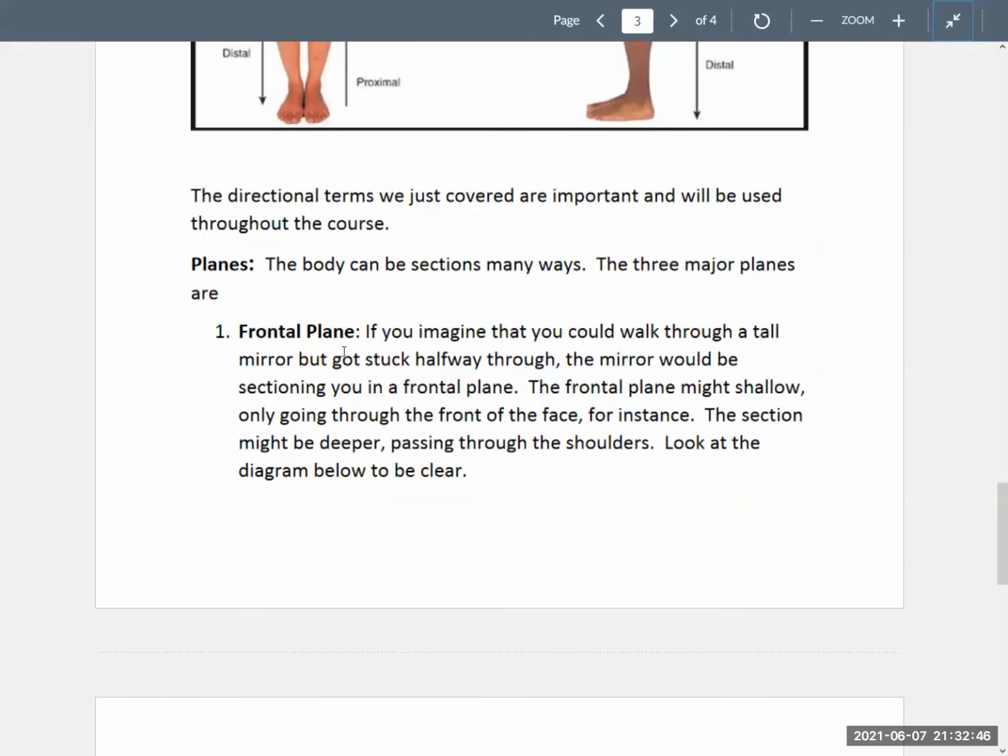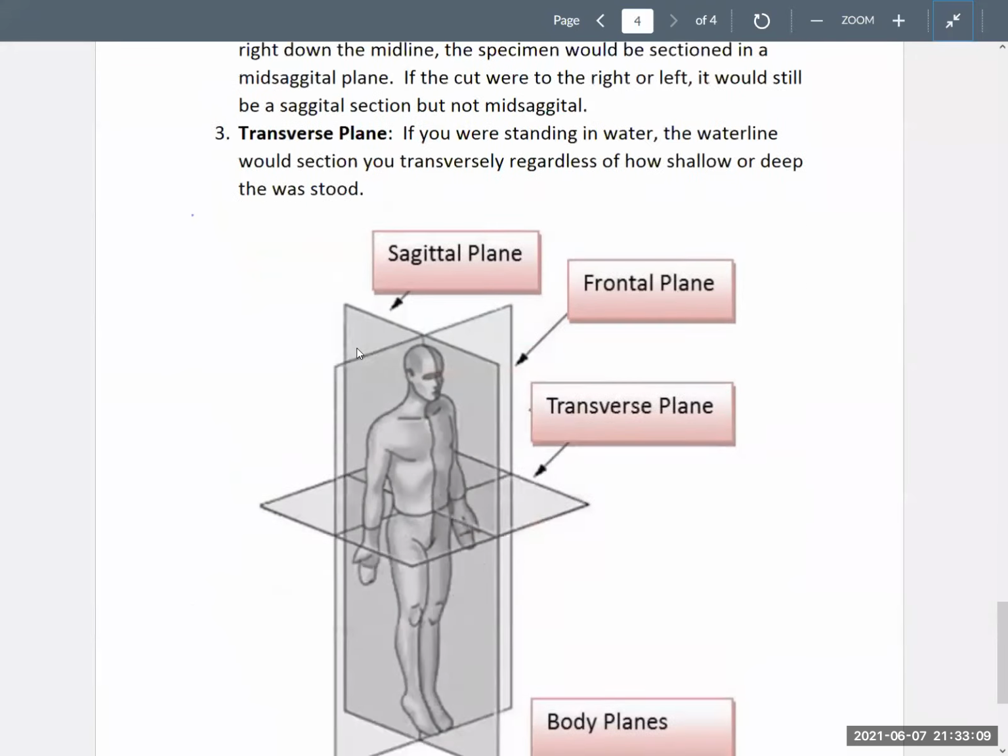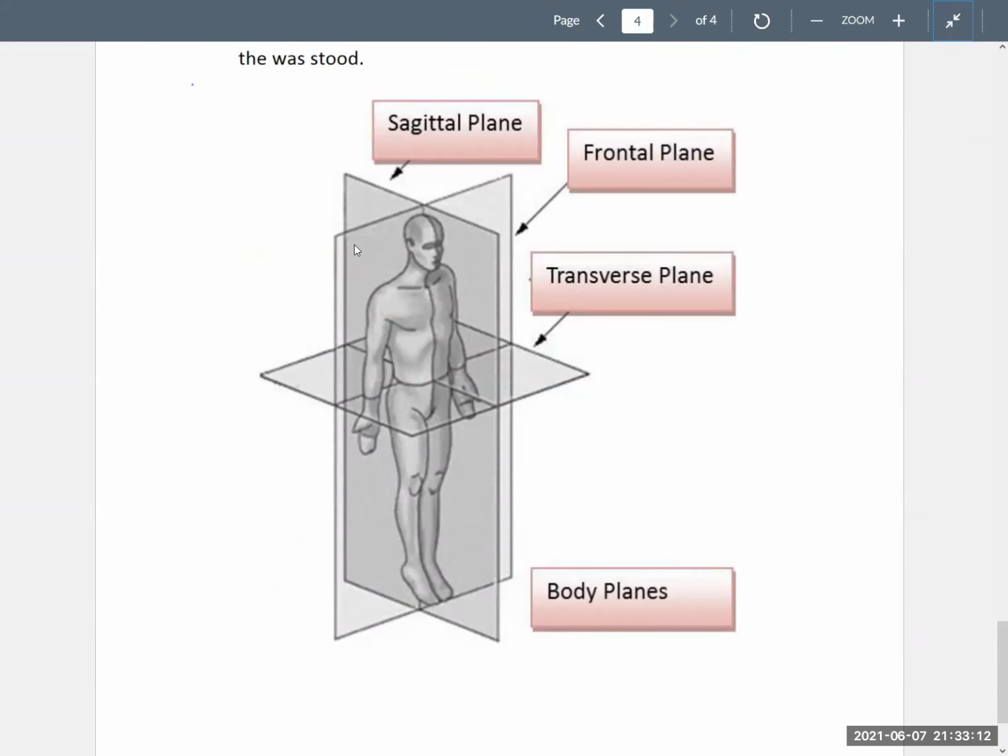Planes. If you were able to walk through a mirror, but you got stuck halfway through, I'm thinking of Alice in the Looking Glass, you'd be sectioned by the mirror in a frontal plane. Here's the person walking through this mirror, stuck halfway in between. The front anterior portion has gotten through, the posterior portion has not. This is a frontal plane.